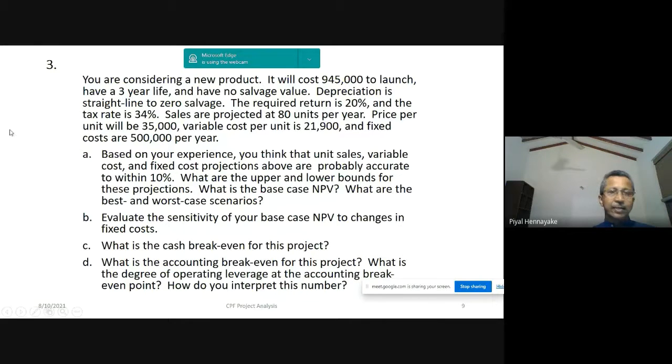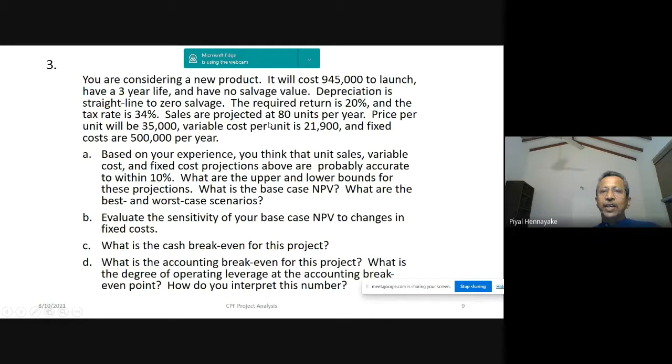Right. Third problem, third and the last one. So you are considering a new product. It will cost 945,000 to launch, have a 3-year life, and have no salvage value. Depreciation is straight line to zero salvage. Always depreciation comes first. So 315,000 is the depreciation. Here the required return is high, 20%. Tax rate is the same, 34%.